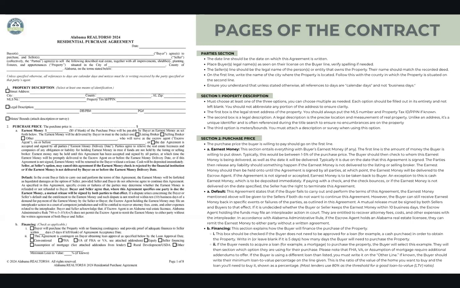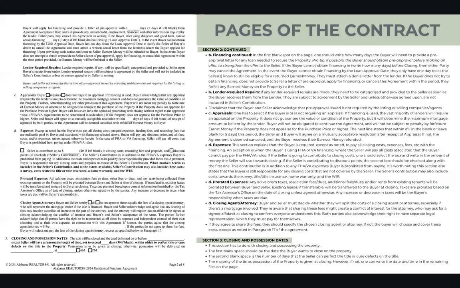So that could be VA, FHA, assumption of mortgage. If the buyer is using a different loan from something that's listed here, you can write it on the other line. If known, the buyer should write their minimum loan to value percentage on the line there that's given. And this is the ratio of the value of the home that they want to buy, and the loan you need to buy it. So it'd be shown as a percentage. Most lenders will use 80% as the threshold for a good loan to value ratio.